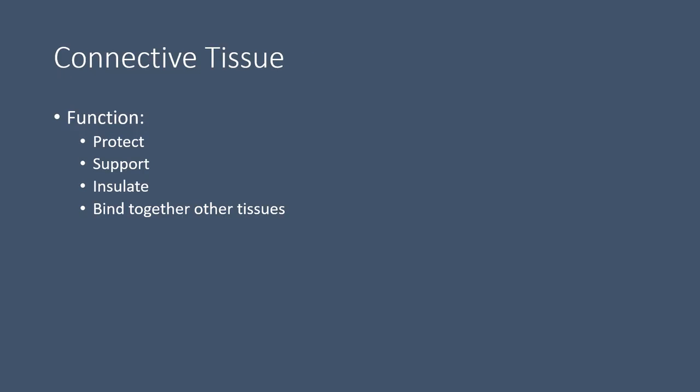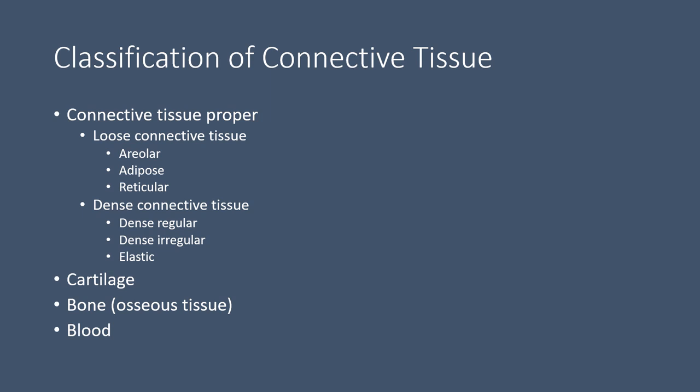Connective tissue. This is a large category. The function is to protect, support, and also help insulate, and as the name implies, it helps to bind other tissues together. With the classification of connective tissue, you have what's known as connective tissue proper. You have cartilage, you have bone, which is osseous tissue, and then blood. Blood is classified as a tissue, and it is in the connective tissue category.